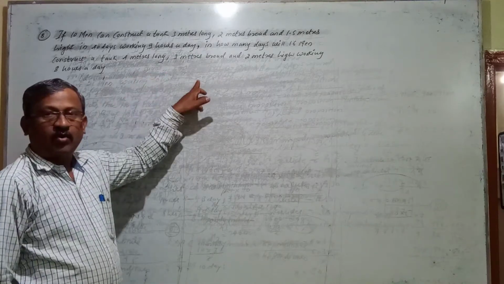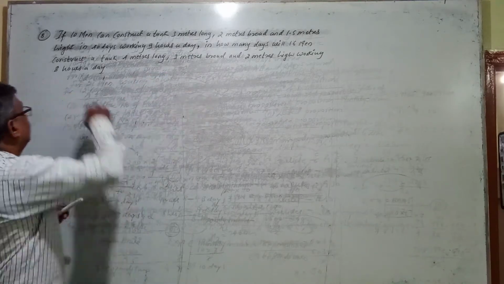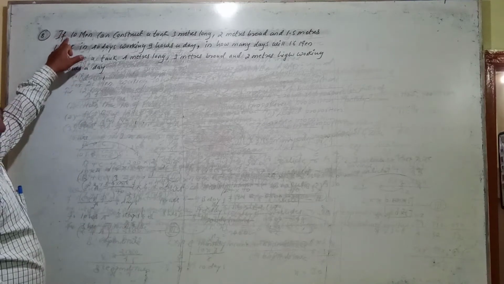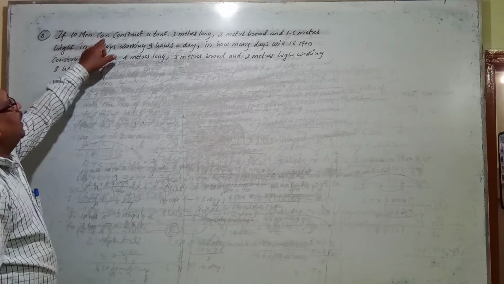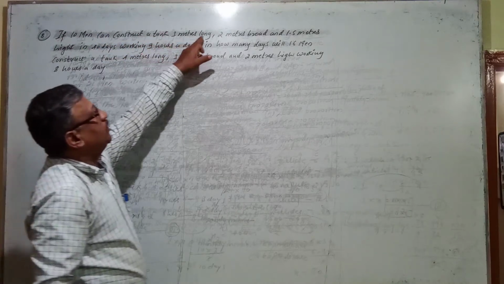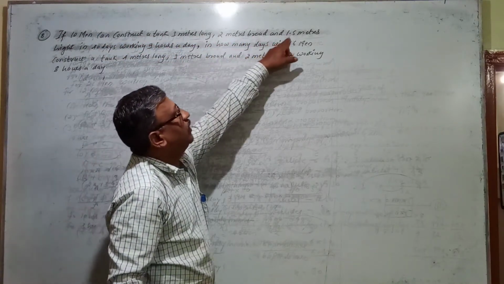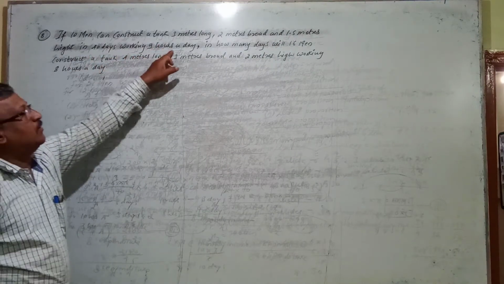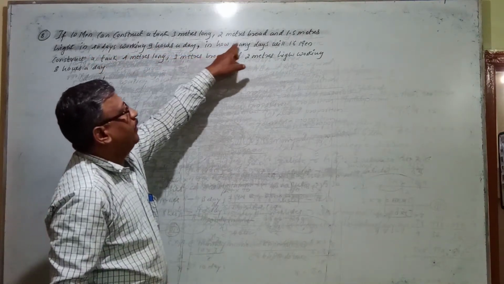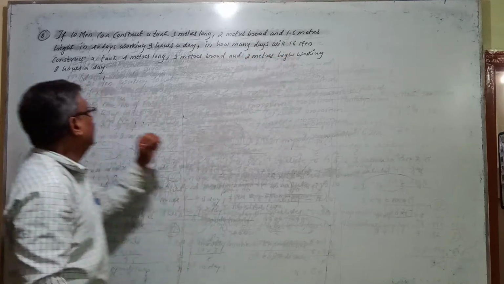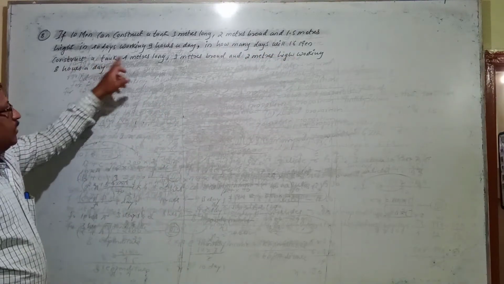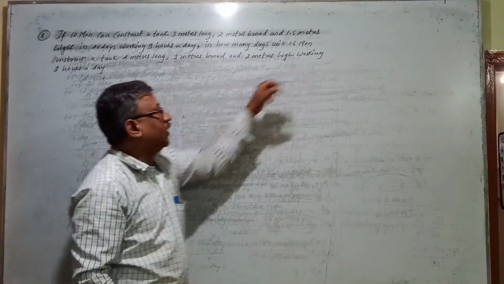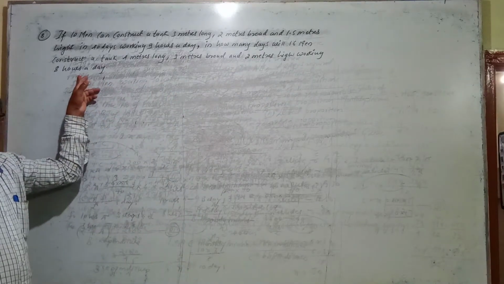So here is the next problem on proportion, that is problem number 8. I will read out the problem once again. The question is, if 10 men can construct a tank 3 meters long, 2 meters broad and 1.5 meters high in 40 days, working 9 hours a day, in how many days will 16 men construct a tank 4 meters long, 3 meters broad and 2 meters high, working 8 hours a day?